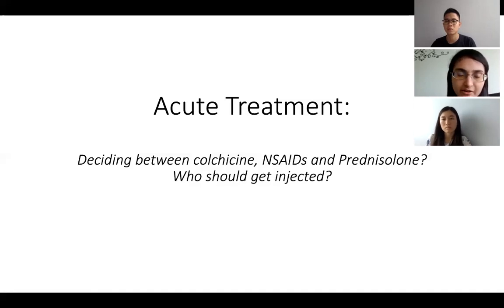Oftentimes in ESRF patients, we favor steroids over colchicine because of the potential accumulation of the cytotoxins from the use of colchicine in ESRF patients.